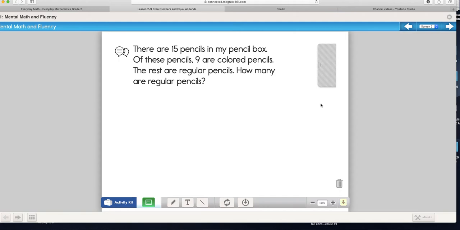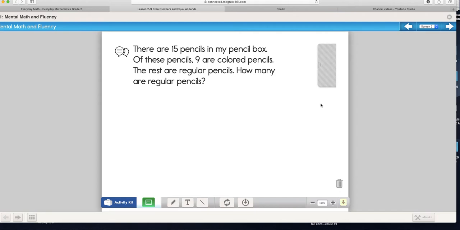Now, I want you to take a second and solve this on your dry erase board real quick. I want to see your work. So friends at home, if you don't have your dry erase board, maybe you have a piece of paper and a pencil. You can hold it up with that.